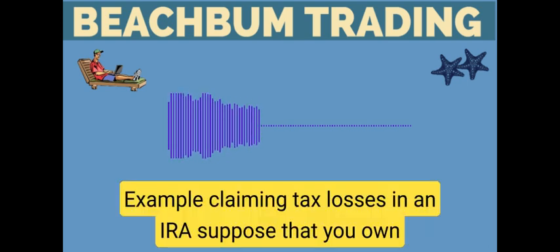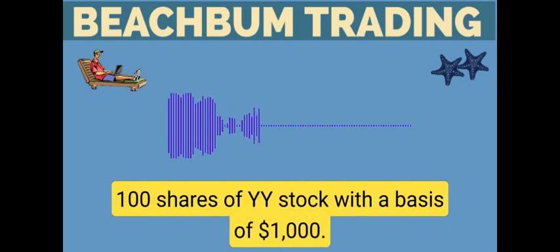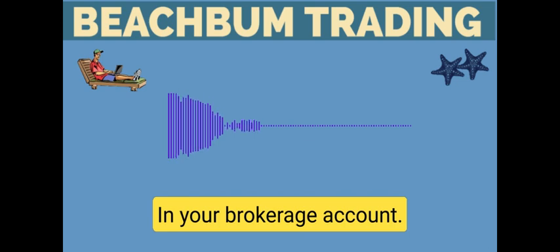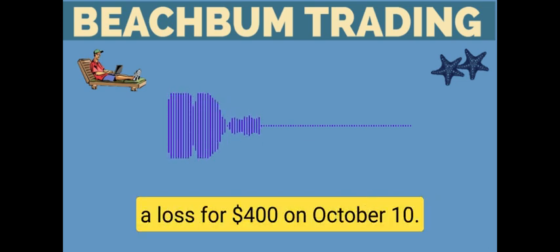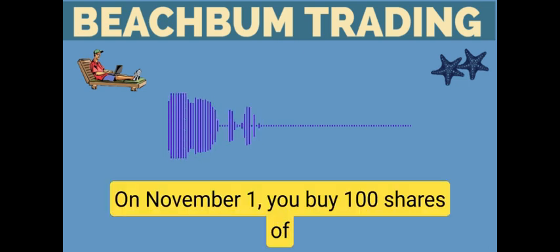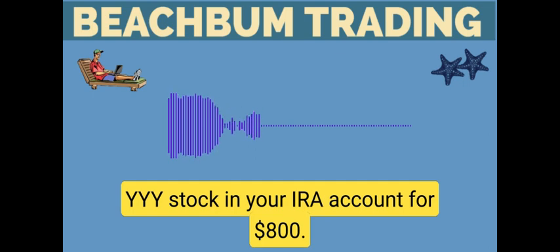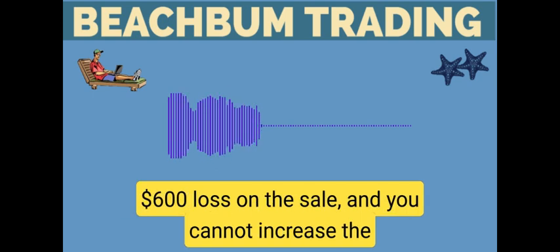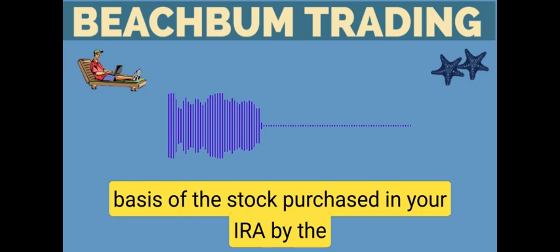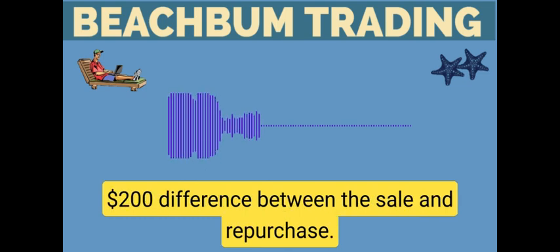Example, claiming tax losses in an IRA: suppose that you own 100 shares of YYY stock with a basis of $1,000 in your brokerage account. You sell the 100 shares of YYY at a loss, for $400 on October 10. On November 1, you buy 100 shares of YYY stock in your IRA account for $800. According to Revenue Ruling 2008-5, you cannot deduct the $600 loss on the sale, and you cannot increase the basis of the stock purchased in your IRA by the $200 difference between the sell and repurchase.